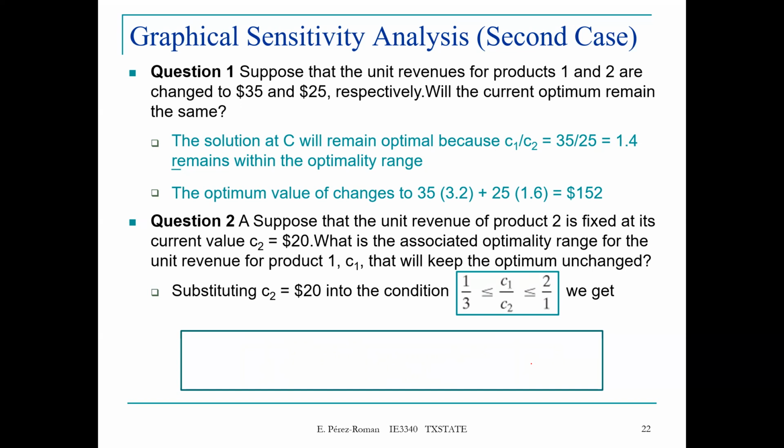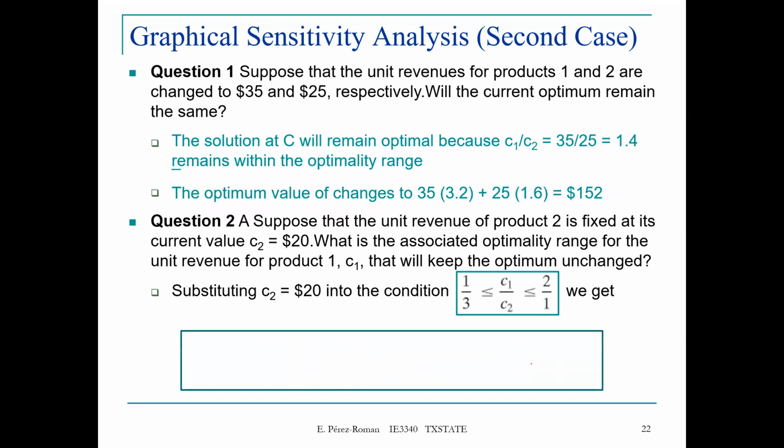Question 2. Suppose that the unit revenue of product 2 is fixed and its current value is c2 equals 20. What is the associated optimality range for the unit revenue for product 1, c1, that will keep the optimal unchanged? So if we substitute c2 equals $20 into the condition, then we can solve for c1. And we get the following. 1/3 times 20 has to be less than or equal to c1, and c1 less than or equal to 2 times 20. So c1 has to be less than or equal to 40 and greater than or equal to 6.67.